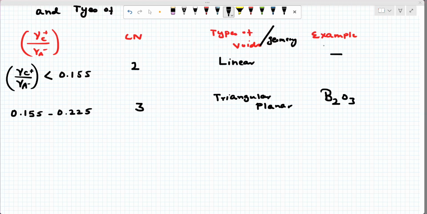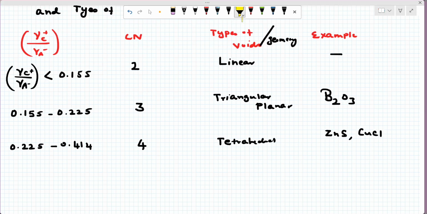Next one, the value becomes 0.225 to 0.414. Coordination number 4, tetrahedral. Tetrahedral is very important. Zinc sulfide and CuCl are examples. This is very important, zinc sulfide.